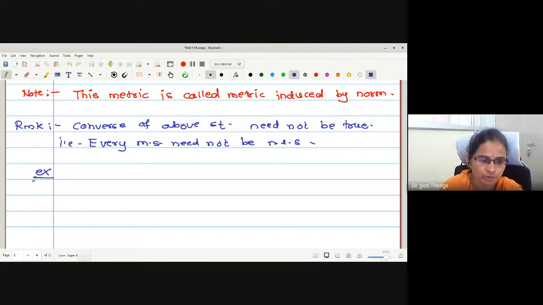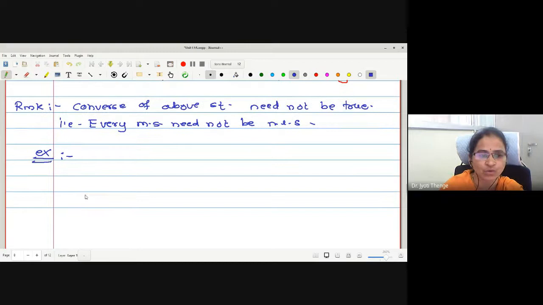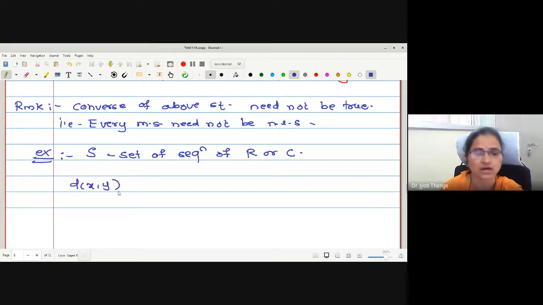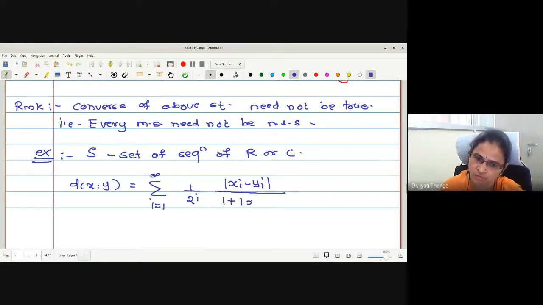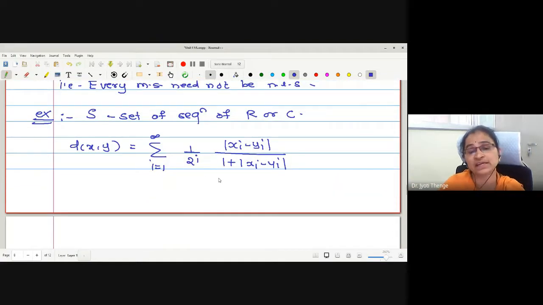For example, I have to produce one example, as I told you. Let us produce one counterexample. Here S is the set of all sequences of R or C, real numbers or complex numbers, and we are going to define this metric on this set S as summation i running from 1 to infinity, 1 upon 2 raised to i, mod of x_i minus y_i upon 1 plus mod of x_i minus y_i. This is a metric. You have to check whether it is a metric or not. Let us verify the conditions orally.